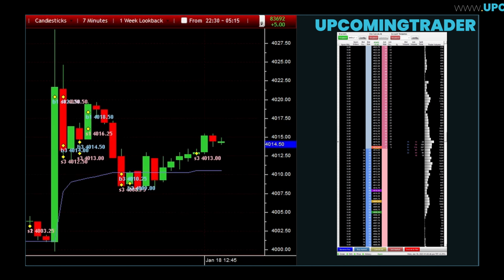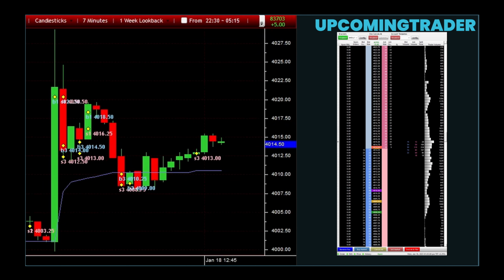The piercing line pattern occurs during a downtrend and consists of a long bearish candle followed by a bullish candle that closes more than halfway up the body of the previous bearish candle. This pattern suggests that the downtrend is losing momentum and a reversal to the upside may be imminent.